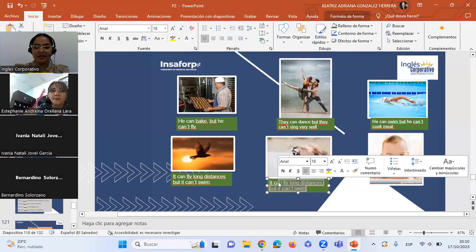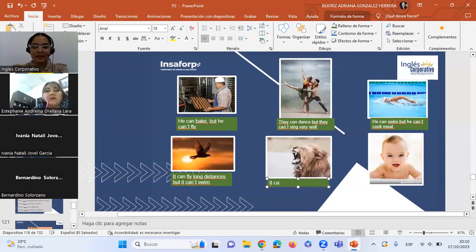Okay, we have here a lion. A lion can... Roar. Roar. Puede rugir, right? A lion can roar, but it can't... Speak. What? Can you repeat it? Speak es hablar. Speak, yeah. Okay, speak. Okay, thank you. A lion can roar, but it can't speak. Okay, excellent. Now we have a baby here.